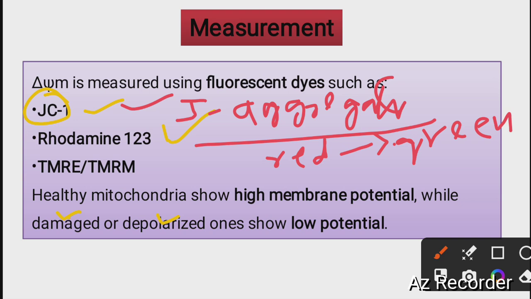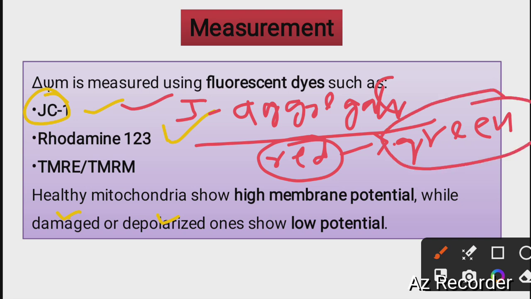A decrease in this ratio signifies mitochondrial depolarization. Simple. If it is red in color, the mitochondria is healthy, and if it turns into green, that is, the J aggregates are converted into green color, this says that the mitochondria is about to die, right?